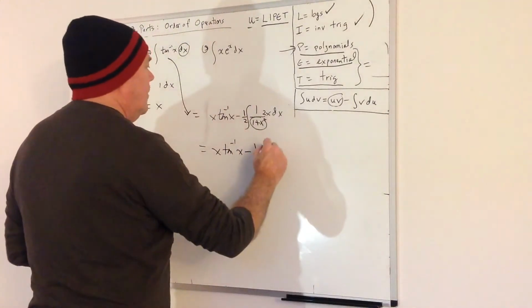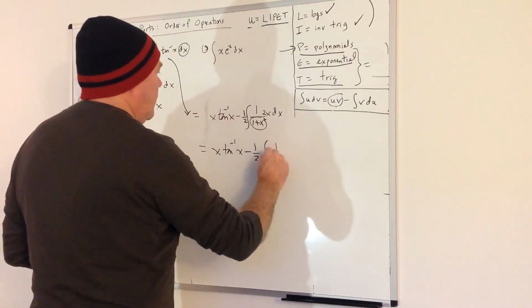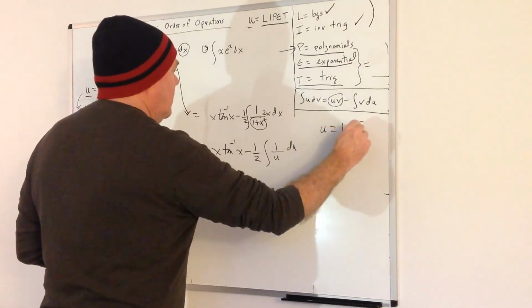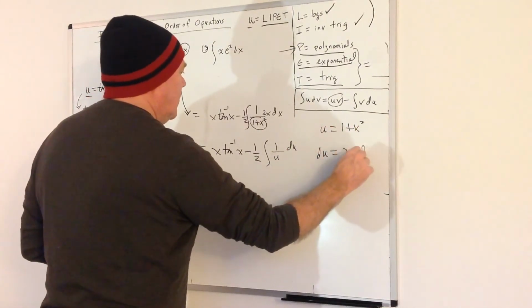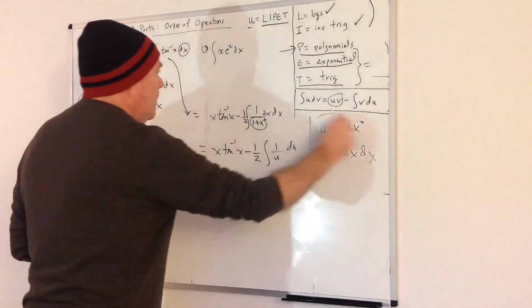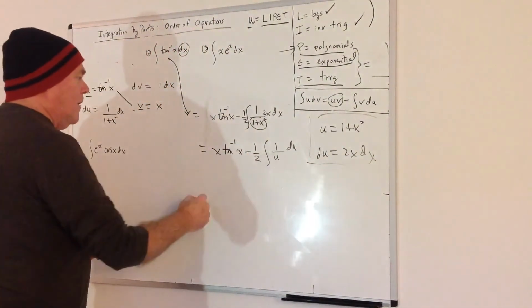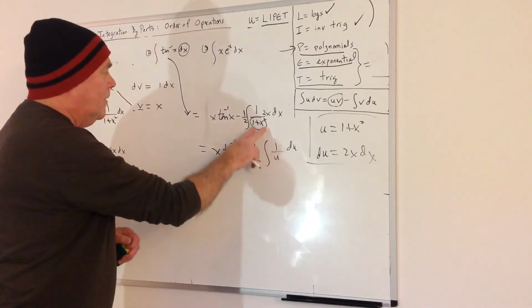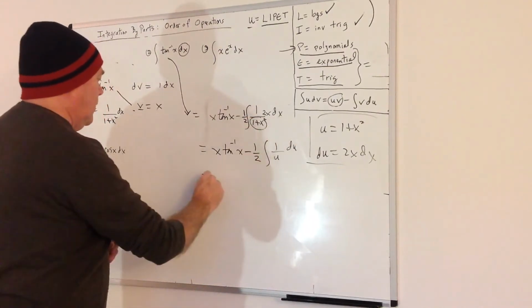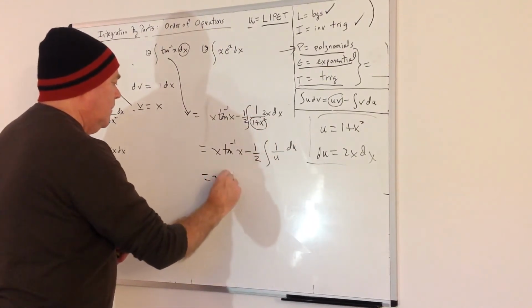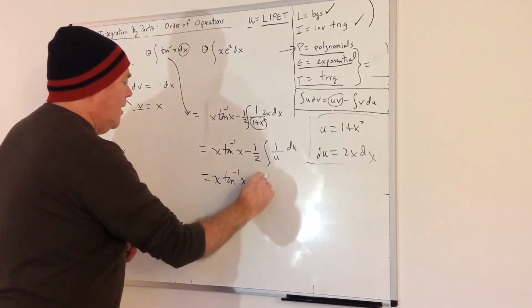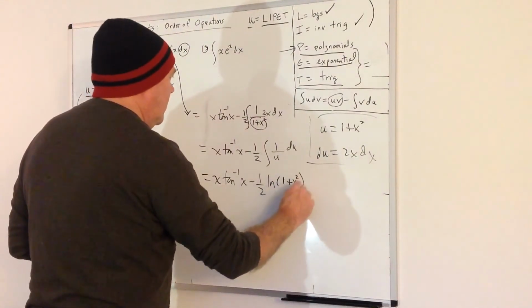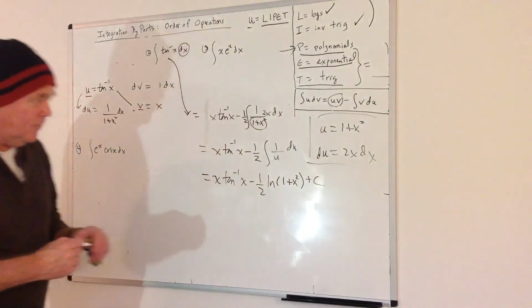the integral of 1 over u du, where we let u equal 1 plus x squared and du equals 2x dx. So the integral of that, of course, is a natural log. Typically we put absolute value here, but since 1 plus x squared is always positive, we don't need it here. It would be redundant. So minus 1/2 the log of 1 plus x squared plus c. Bam, second one done.